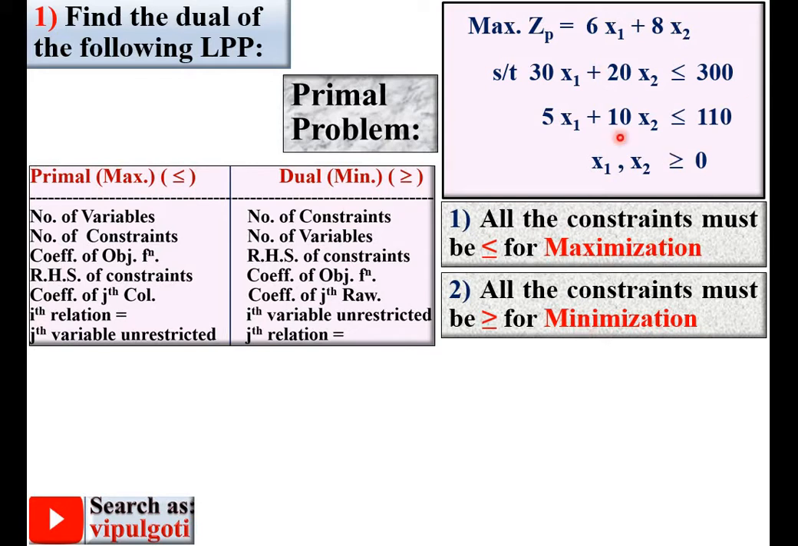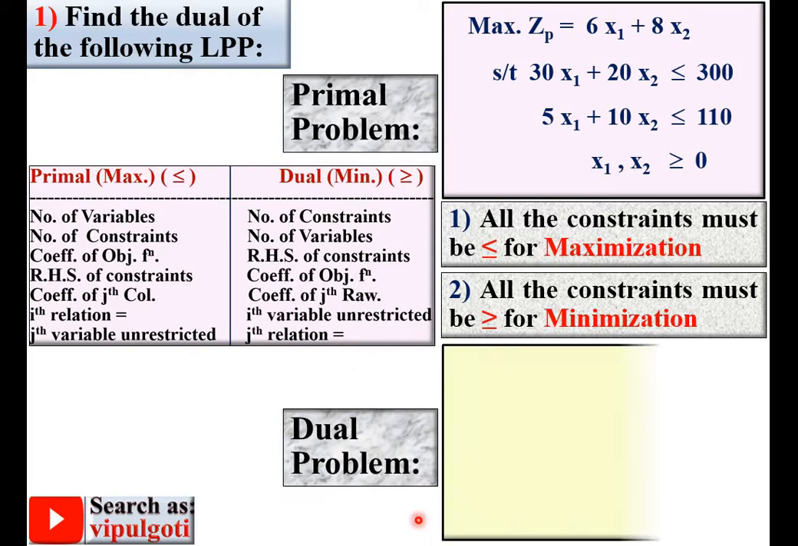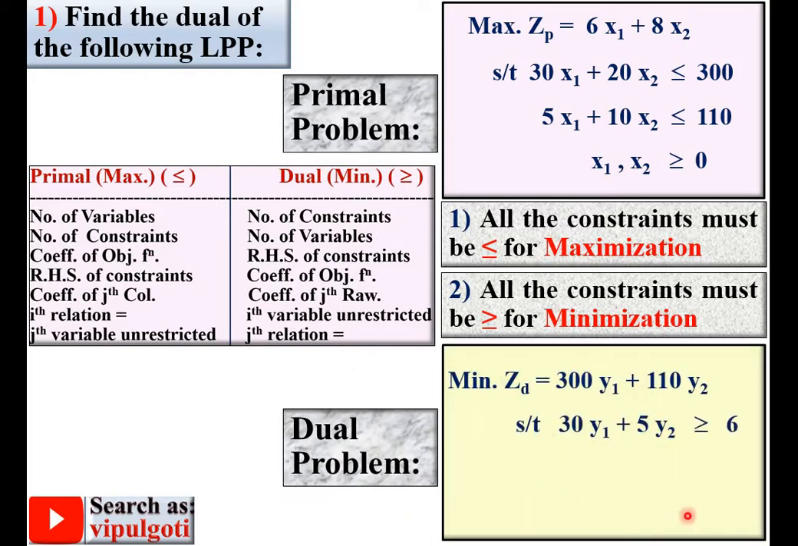So first of all, see whether the given primal problem is in the standard form or not. Here you can see the nature of the objective function is maximization, and as per this condition all the constraints must be less than or equal to, and here you can see all the constraints are less than or equal to. That means you can say the primal problem given to you is in standard form. So now you can start the dual problem. So first I am going to write the dual problem. So this is actually the answer.